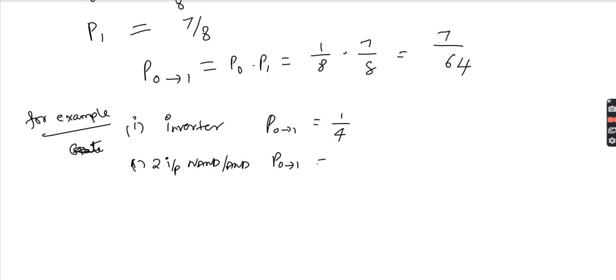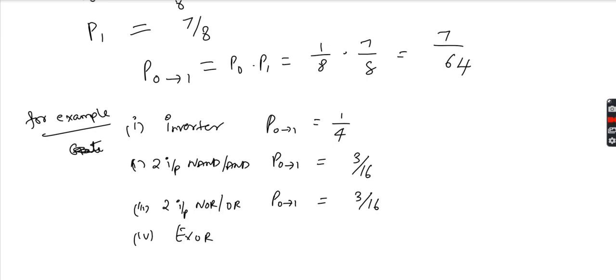Further we have 3 by 16 that we will get. Then third is the two input NOR gate or OR gate. For this the switching activity will be again 3 by 16. But from this, one thing I will say, the fourth one I will go as the XOR gate. Now we need to see what will happen for the XOR gate.